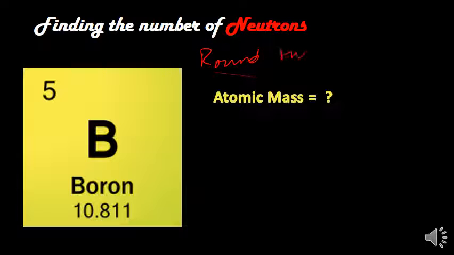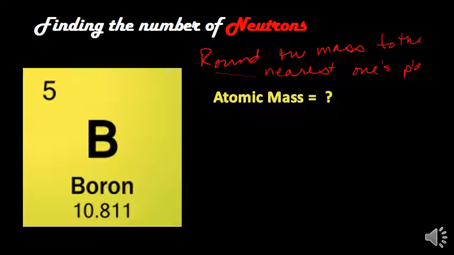Remember, if I write it down, you should too. Round the mass to the nearest ones place. Okay, so the atomic mass is 10.811. Round that to the nearest ones place, you get 11.